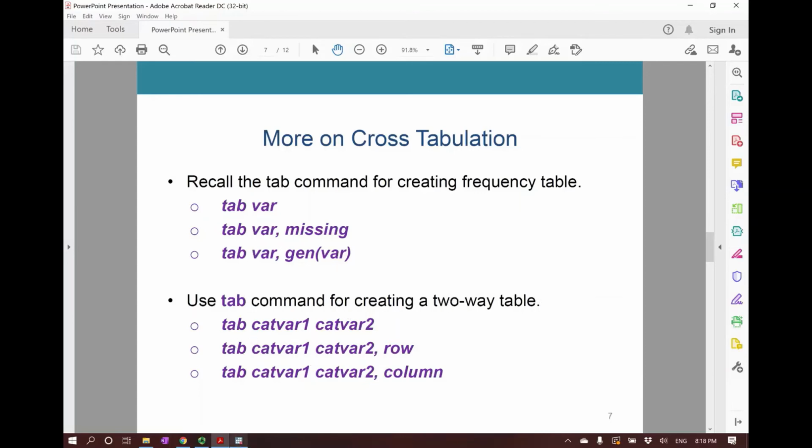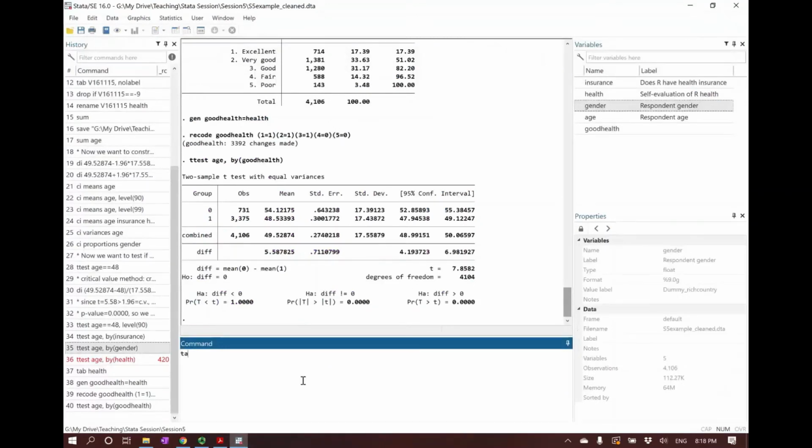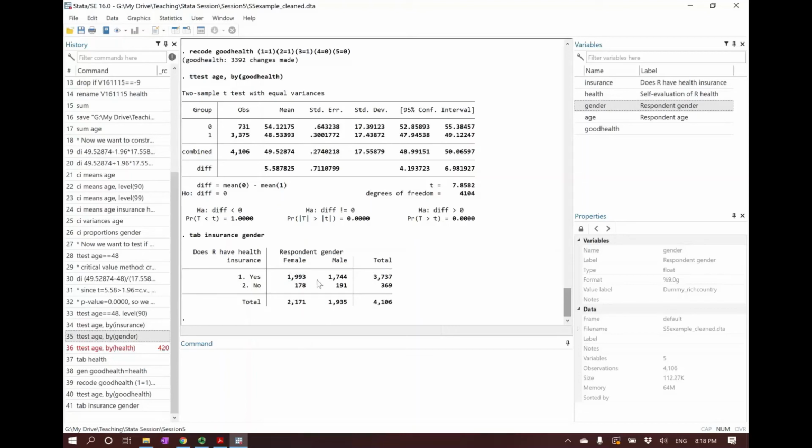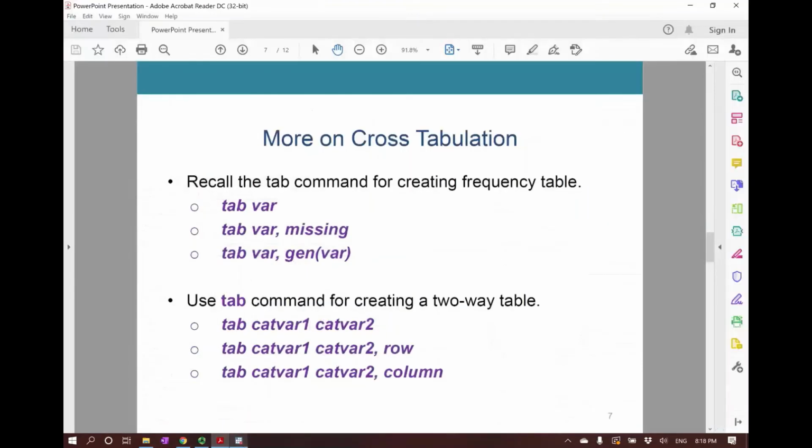So for example, if we tab insurance gender, we immediately see a two-way table with the number of observations over the total, and what proportion of respondents having insurance are female or male. We can easily compare that, right?